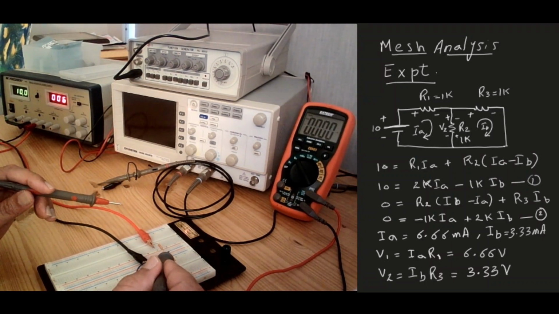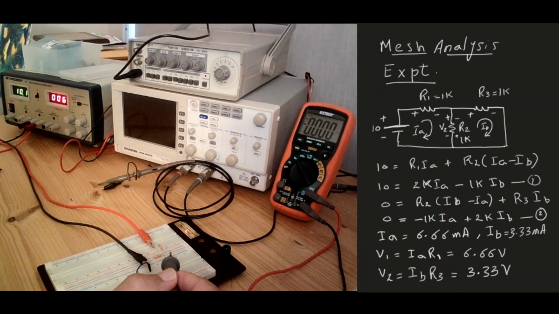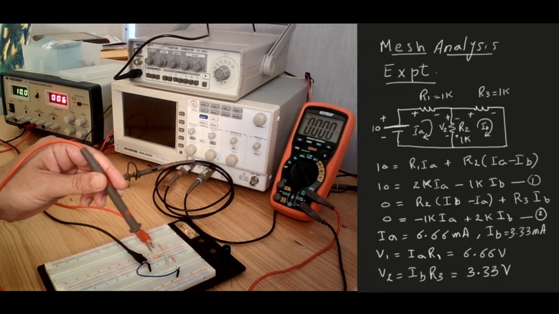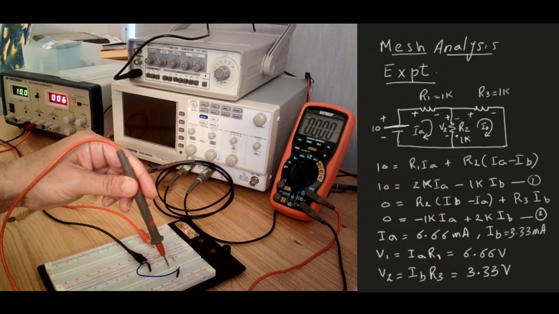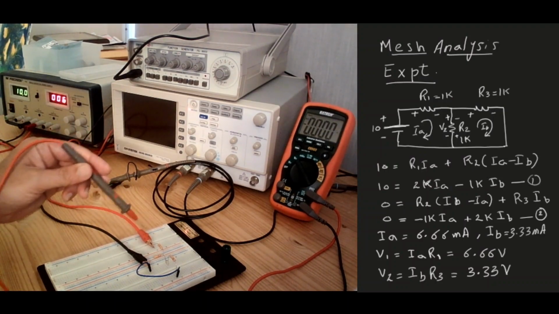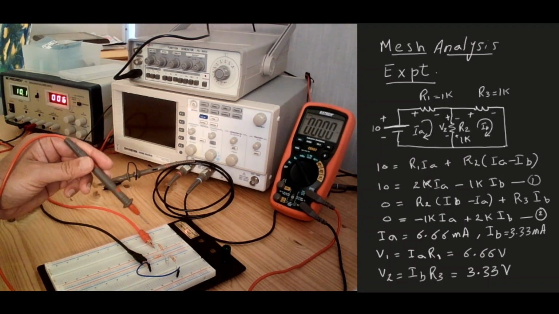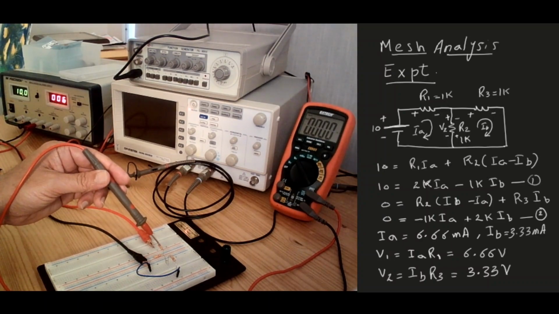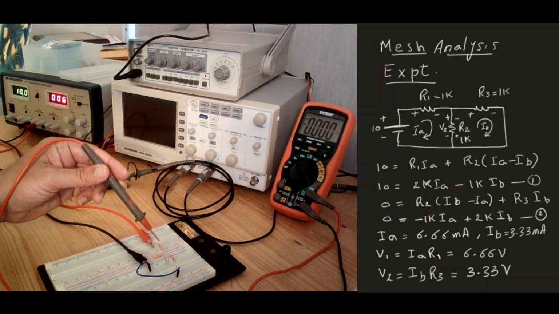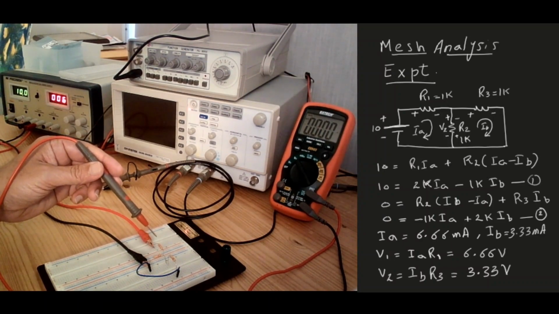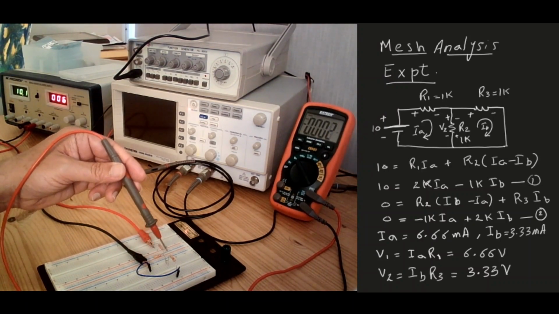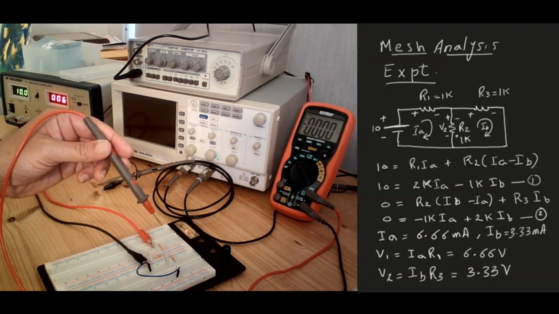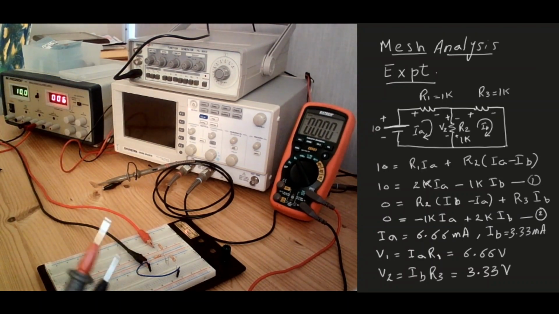And now we can also verify that KVL is satisfied in both meshes. This represents our first mesh, and this is our second mesh. In the first mesh, we have a 10-volt rise because of the power supply. Then we have a 6.6 volt drop and a 3.3 volt drop. So that makes a total of 10 volts. On the other hand, in the second mesh we have a 3.3 volt rise and then a 3.3 volt drop. So KVL is satisfied in both meshes.